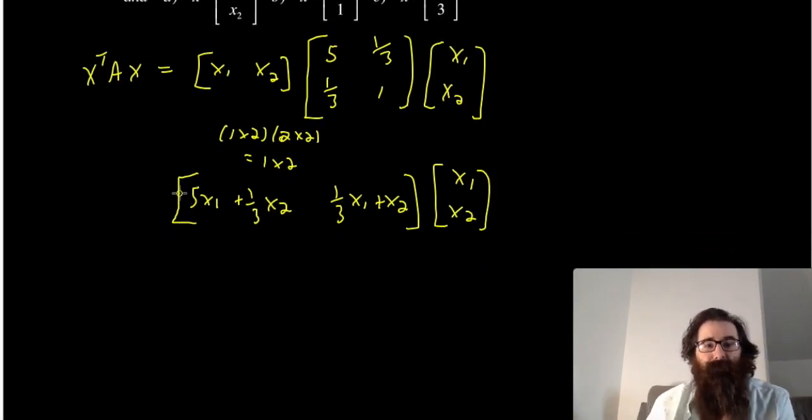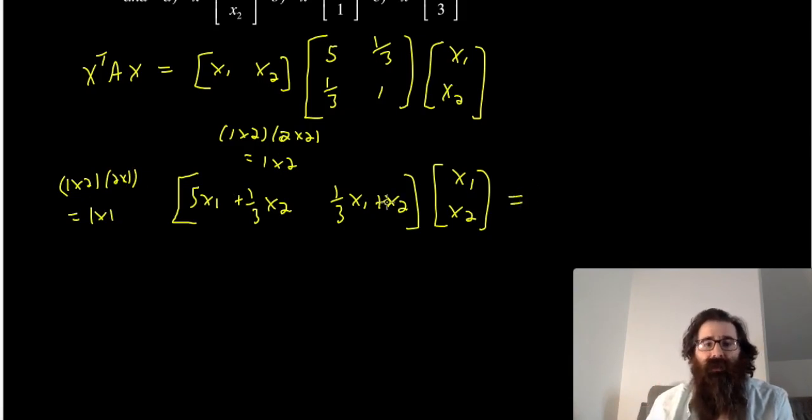And now I have a 1 by 2 times a 2 by 1, and this is going to give me a 1 by 1. So this is going to give me a 1 by 1, which I wouldn't really write as a matrix because it's just one single entry.